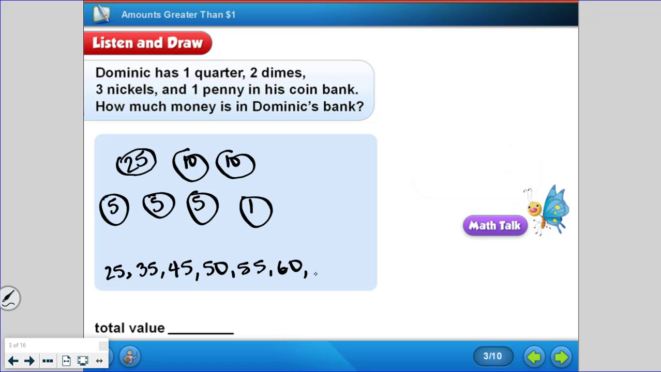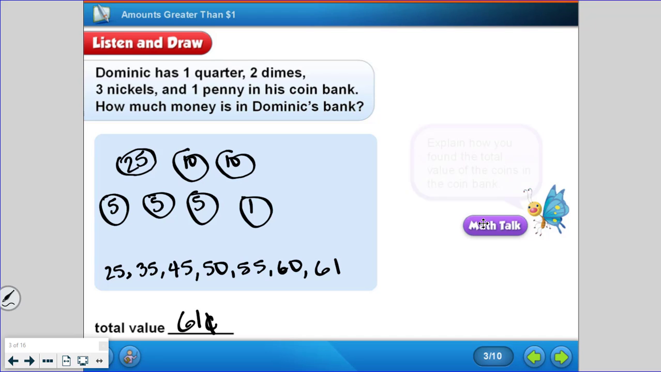And then we're going to add a penny. So 1, 61. So our total value of Dominic's coins is 61 cents. So the total value of his coins are 61 cents.